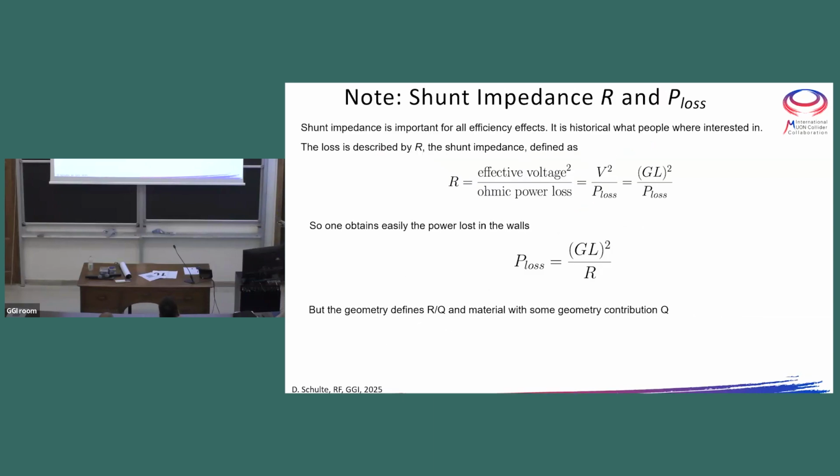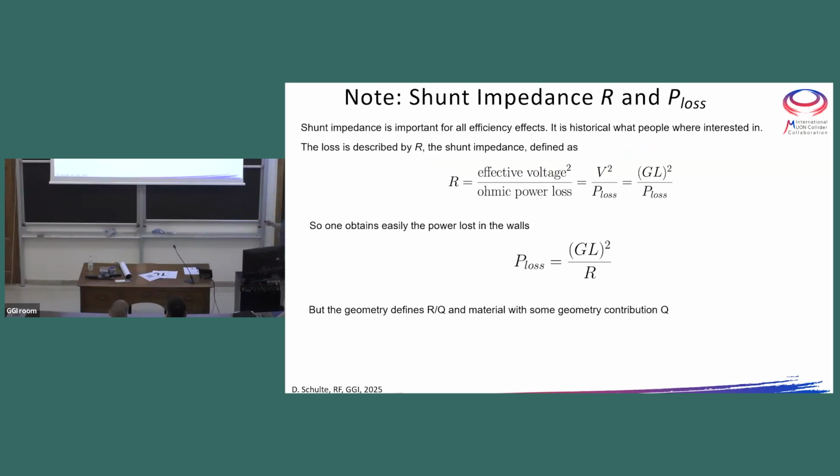So now why shunt impedance? Why was that R? And we have the P loss. So in the good old days, people thought they take the effective voltage divided by the ohmic power loss, which is the gradient times the length divided by the loss, and they call that R. And this mixes material properties together with geometry.